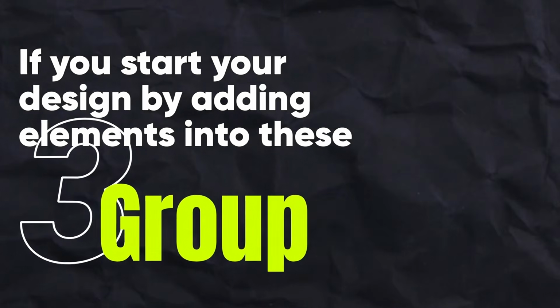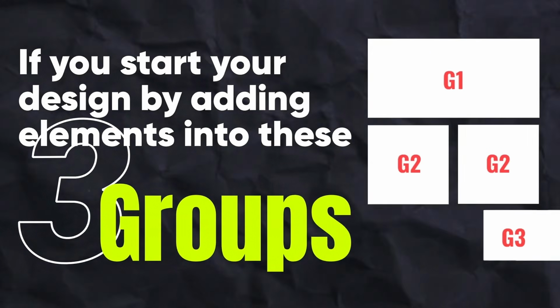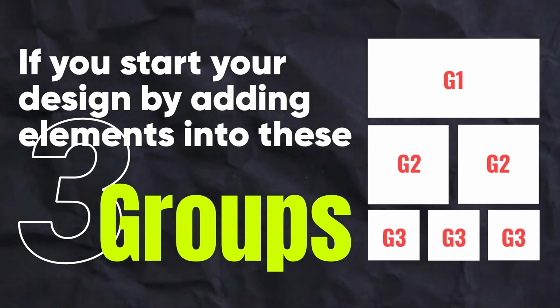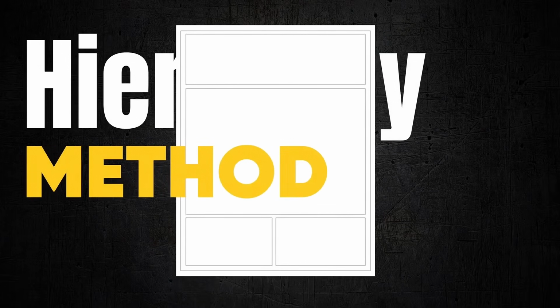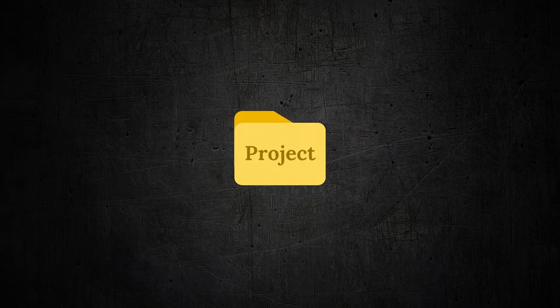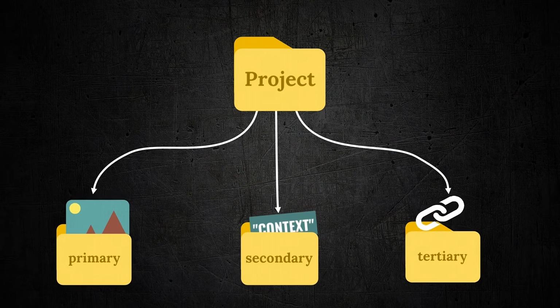If you start your design by adding design elements into these three groups, it then becomes easier to lay them out on your design, especially if you use hierarchy of size first and foremost. Here's a quick bonus tip for this approach. If you use the hierarchy method for your layout, in your project folder on your computer, create 3 different folders that are hierarchy based and then put relevant elements into each folder, and this will help you be more optimized for your workflow and organization.